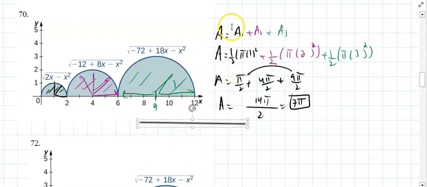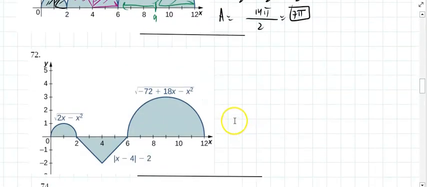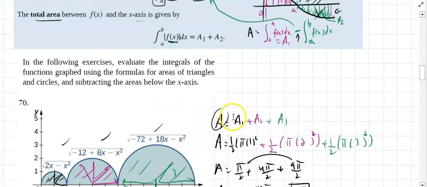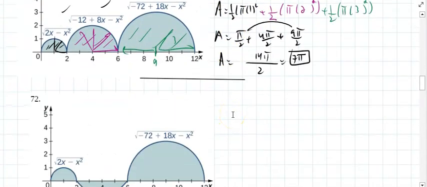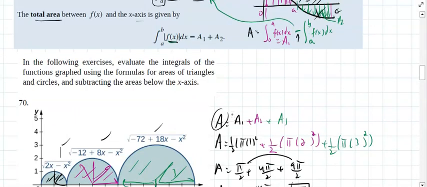Now here, we're saying this is an area because all of these are above the x-axis. When I get to this problem, I notice there's a negative. I say, okay, well, let's see what they want. Do they want an integral, or do they want the area? It says in the following exercises, evaluate the integrals.